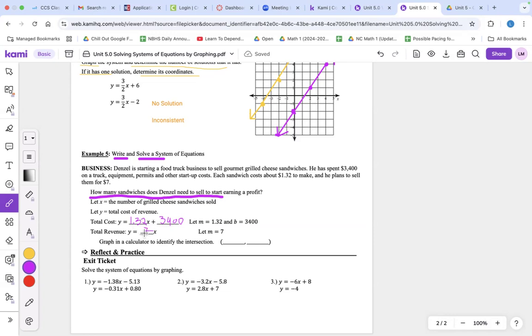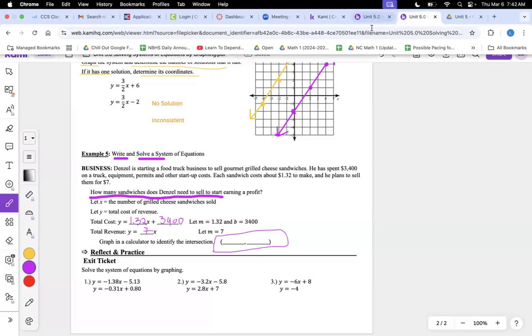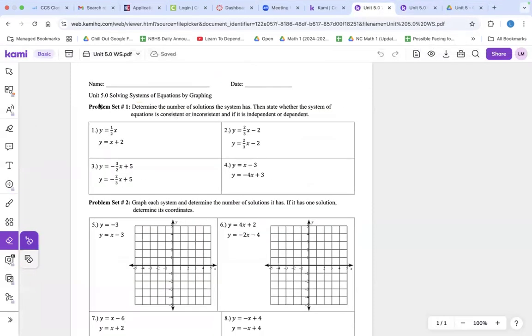All right, so we're going to graph in a calculator to identify the intersection. You should be able to do this in your calculator. And once you do that, what answer do you get? I need you to write it right here. Now, once you finish the sheet, the video, your next sheet is this one. Make sure you put your name on it and the date.